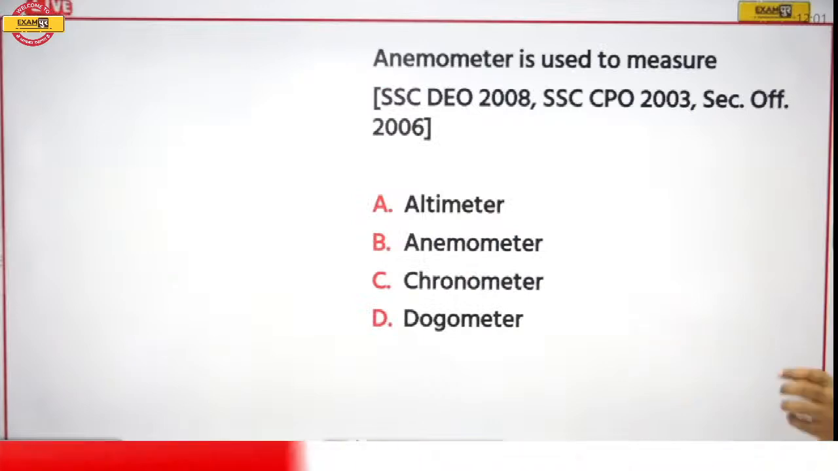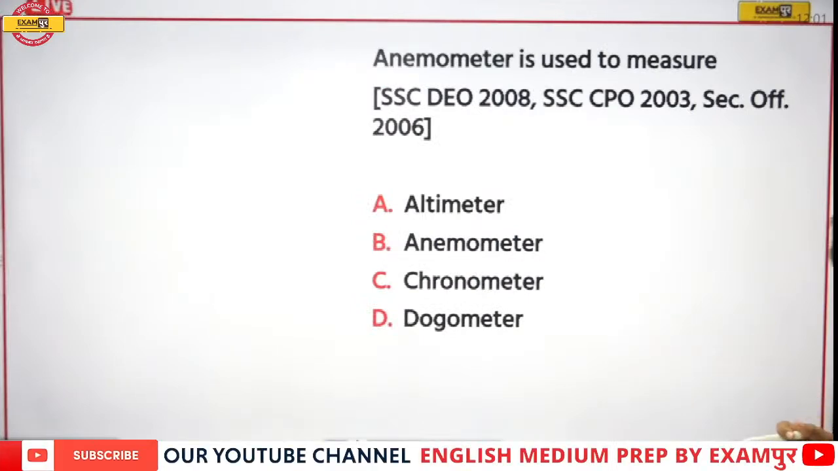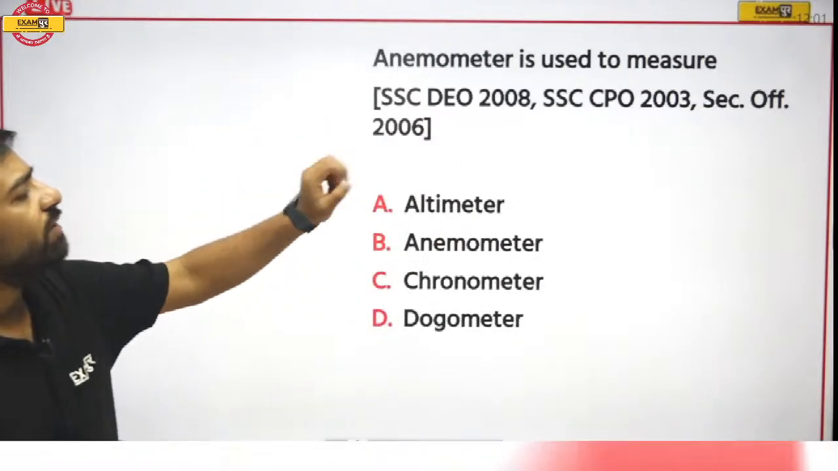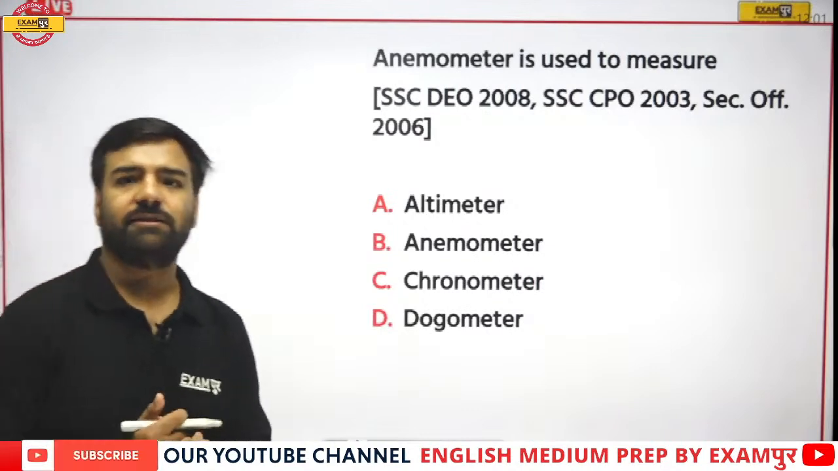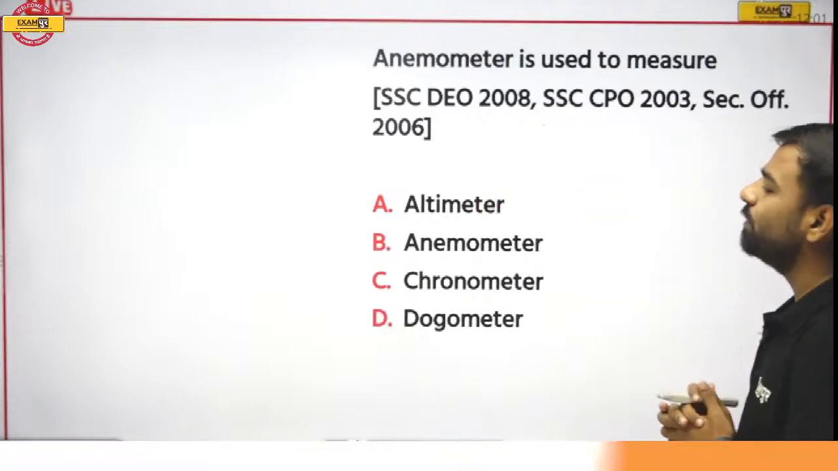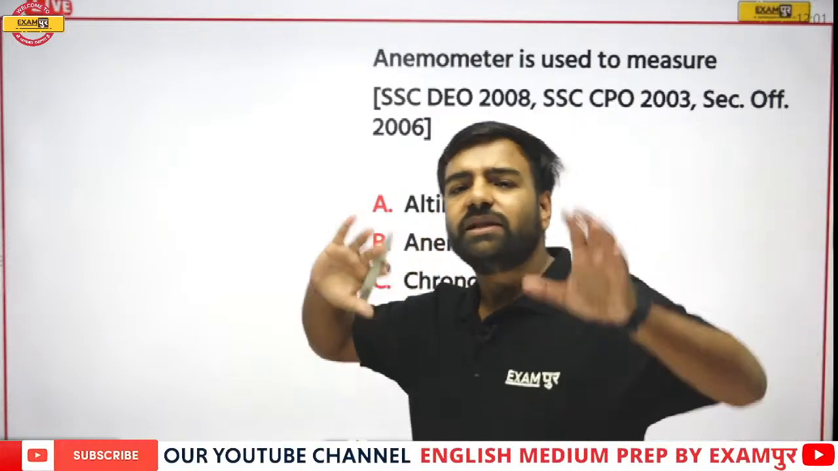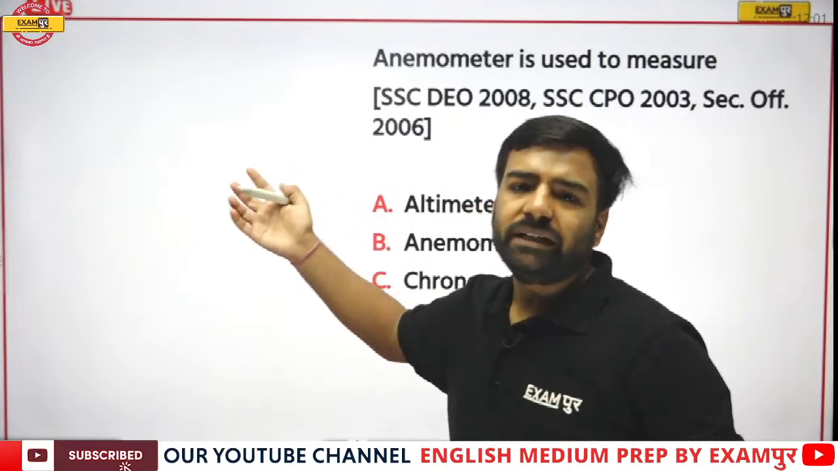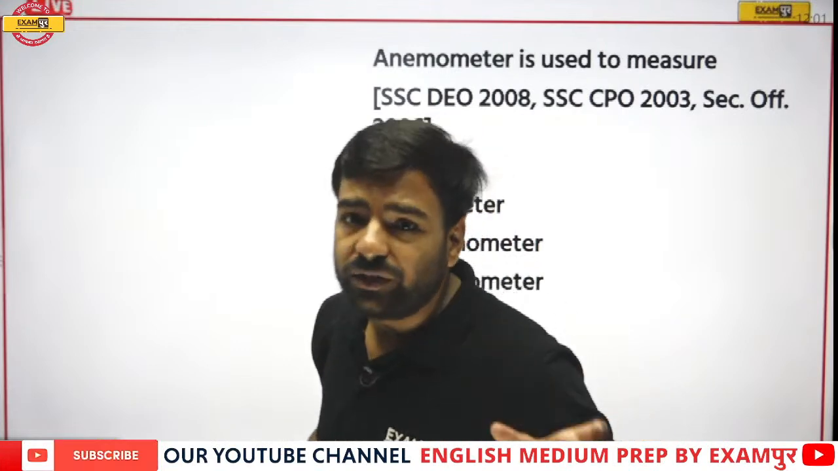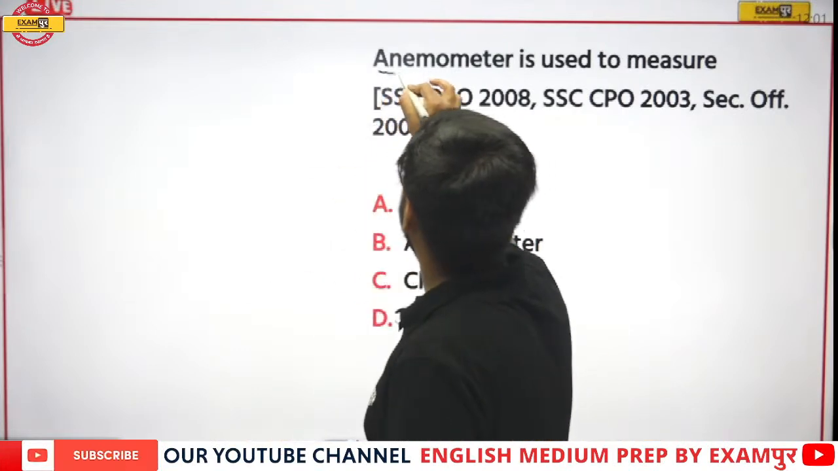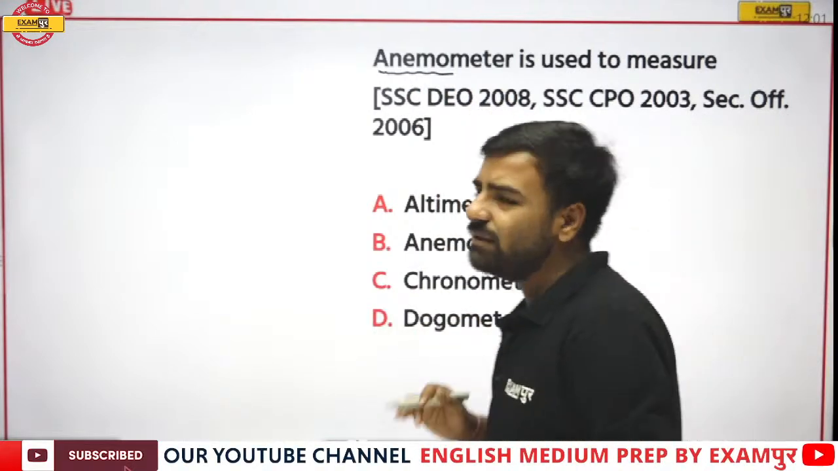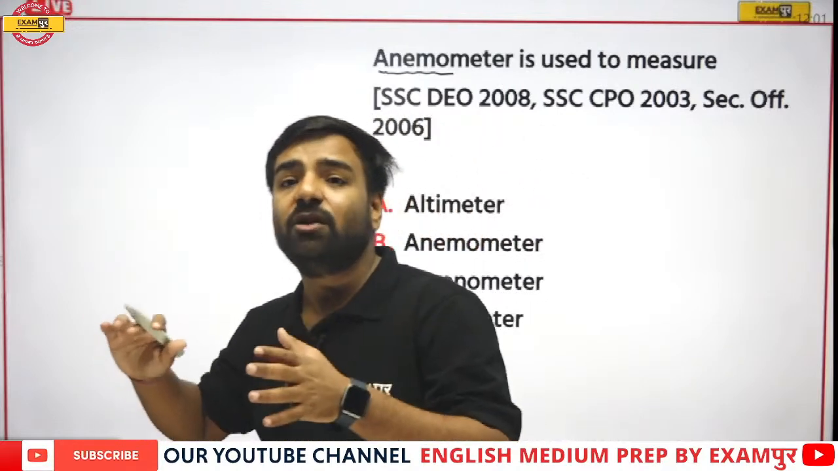Let's have a look. The first question is, anemometer is used to measure what? This is from SSC DEO 2008, SSC CPO 2003 and Section Officer 2006. Let's see who gives this answer. Since we are talking about anemometer, when we talk about meter, it's obvious that we are talking about some instrument. What kind of instrument is it? This anemometer actually helps in measuring the wind speed.